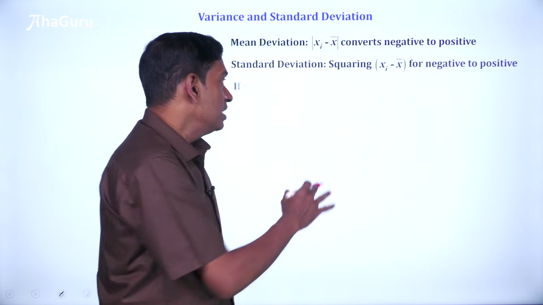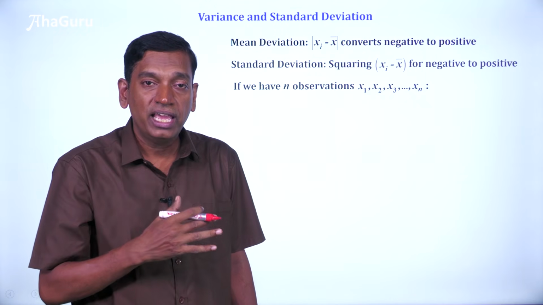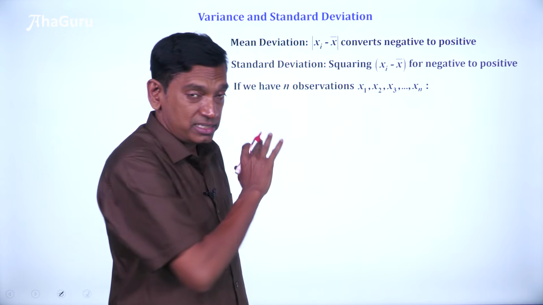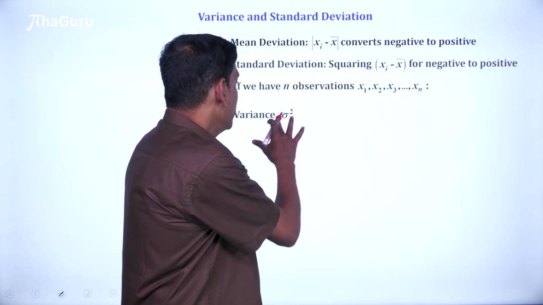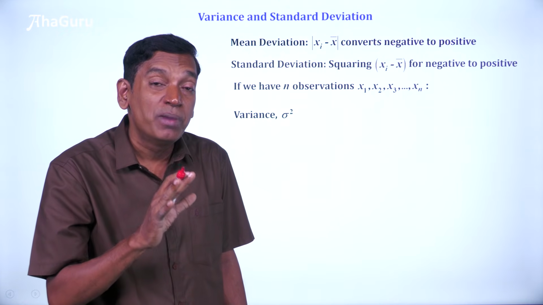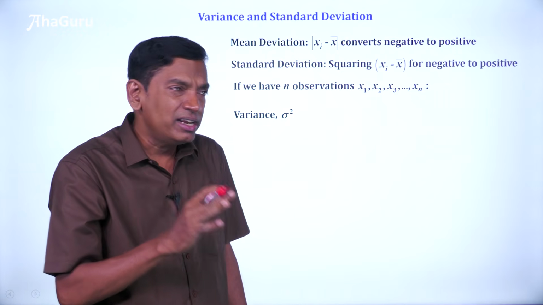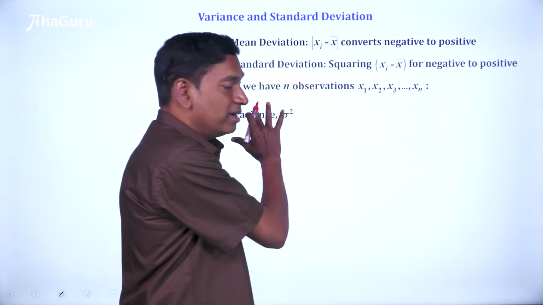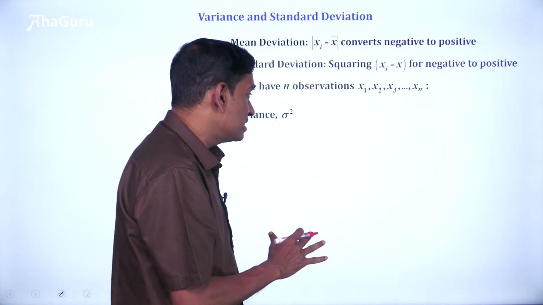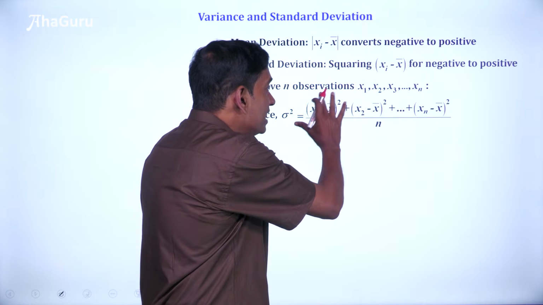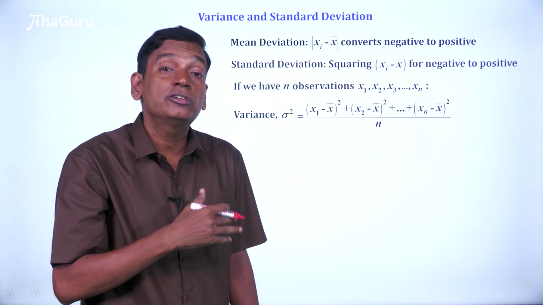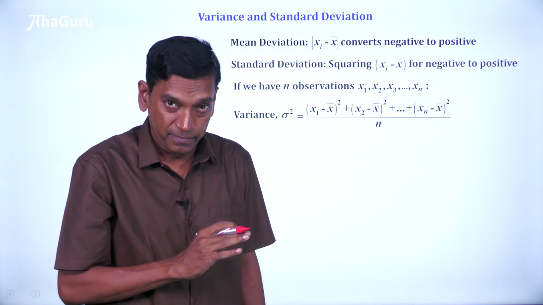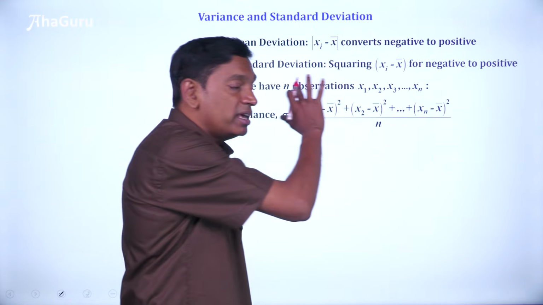So, let us start with x1, x2, x3 till xn as our n observations. Then we are going to define a quantity called variance, which is denoted by the symbol sigma square. You may be wondering why we should put sigma square. We will explain all that. Sigma square, which is the variance, is defined as the sum of all the squares of xi minus x bar. We wanted to square to get rid of negatives and make them positive. So, the sum of all the squares divided by n. So, it is the average of the squares.